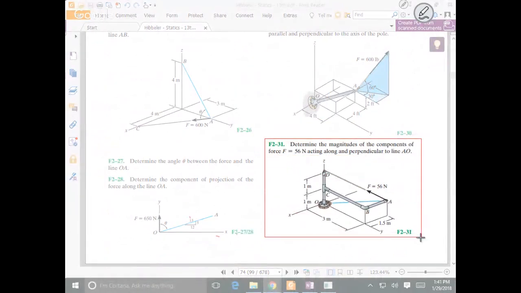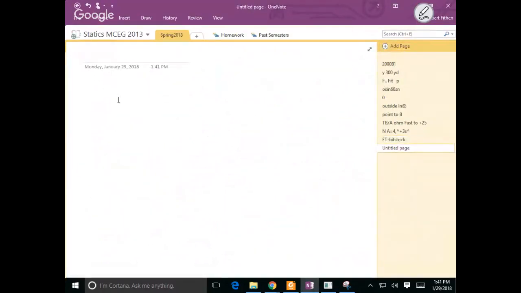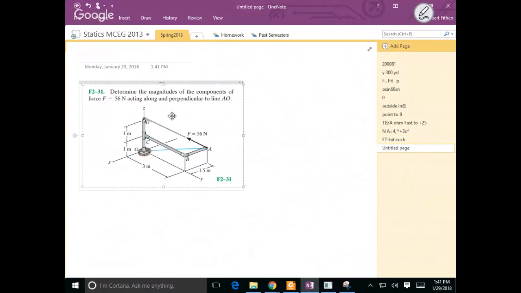Determine the magnitudes and the components. Let's make a new page. Drop the picture. Okay, the 56. Determine the magnitude of the components of the force, the 56 Newton force acting along and perpendicular to line AO, that blue line in there. First of all, I've got to find the components. I can find that in about 9 minutes, then we'll wrap it up next time and do the rest.